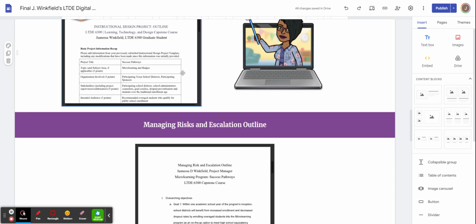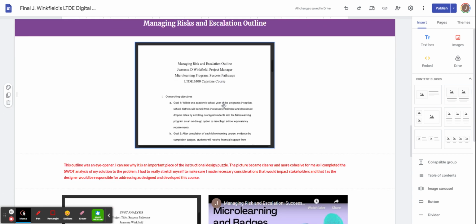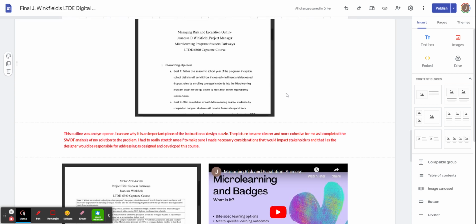So here is... these links are hyperlinked, as you can see, but my computer keeps shutting down or crashing, so I'm going to move through with this managing risk and SWOT analysis.